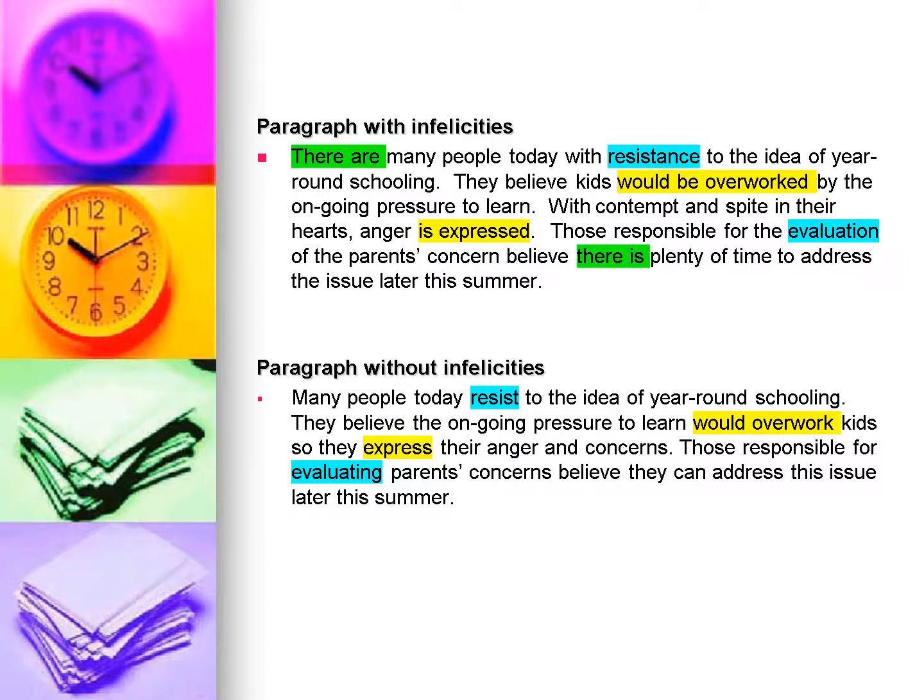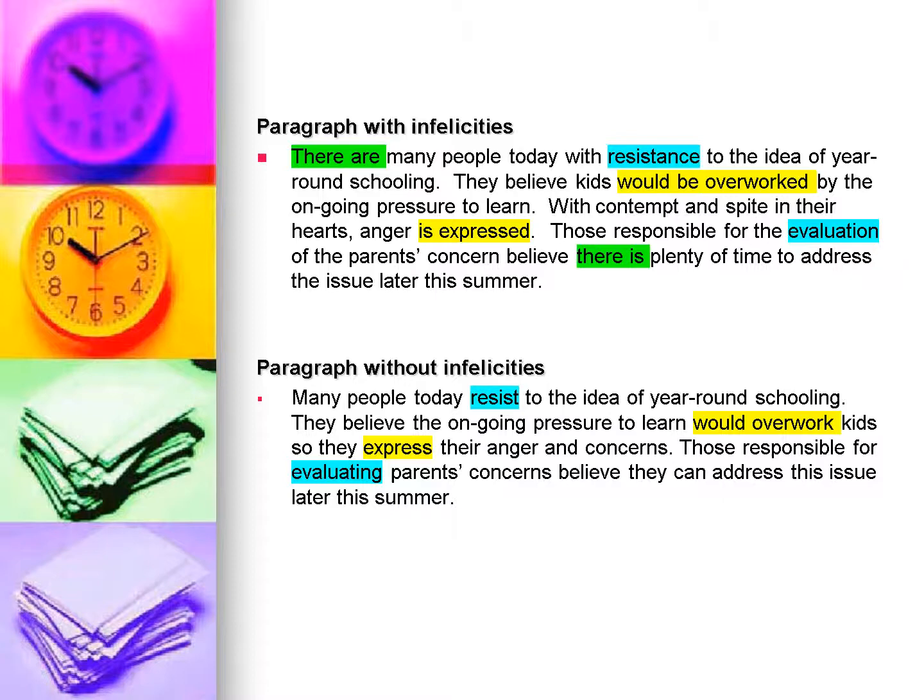So some of the main verbs in the original paragraph are, there's that anemic to be verb, believe, would be overworked, is expressed, believe, is. And then in the revision, our verbs are resist, believe, overwork, express, evaluating, believe, address. Much more interesting verbs than the anemic forms of to be for sure. You can also tell visually it's a little bit shorter. It's probably one full line shorter basically.